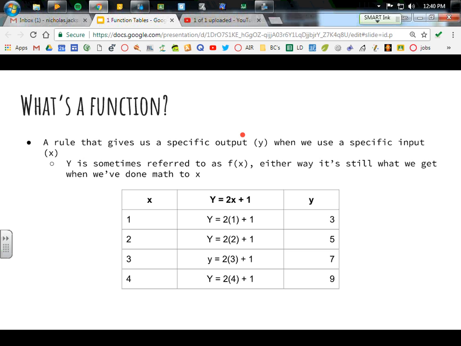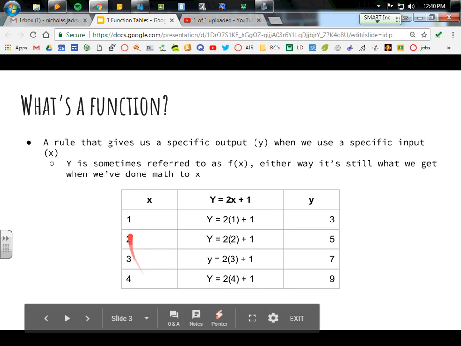A function is a rule that gives us a specific output, which is usually listed as y, when we use a specific input, which is usually x. Y is sometimes going to be referred to as f of x instead. Either way, it's still what we get when we've done math to x. A function table is a nice way of organizing our inputs and our outputs and showing what happens to get from input to output.